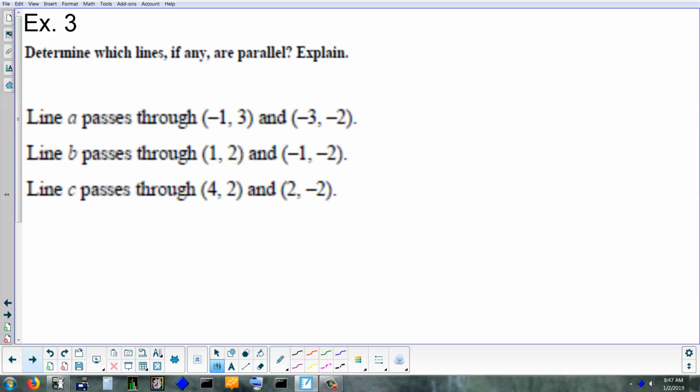You've got to find the slope and the y-intercept. Because if you find two lines and you say, oh, the same slope, what if they're the same line? So you still got to find the y-intercept too.